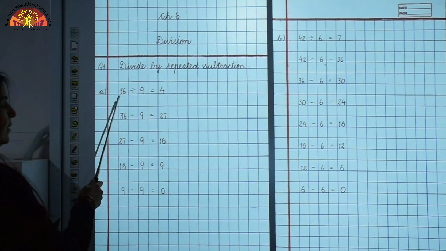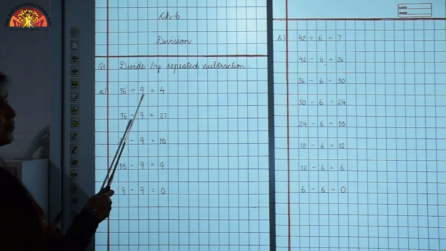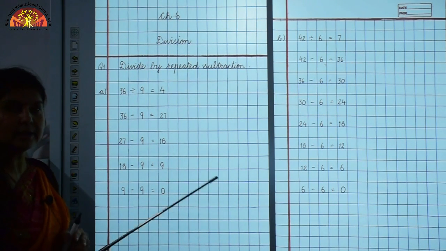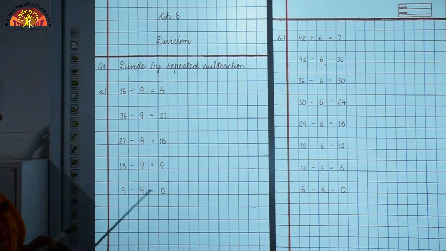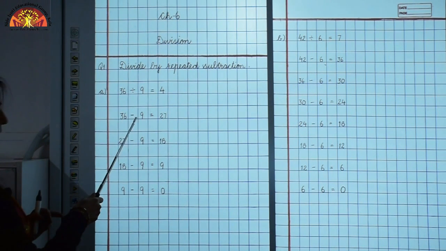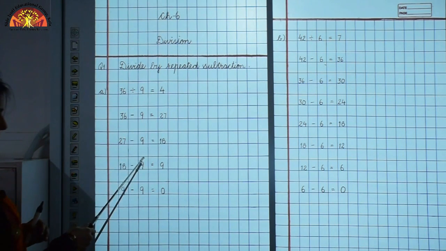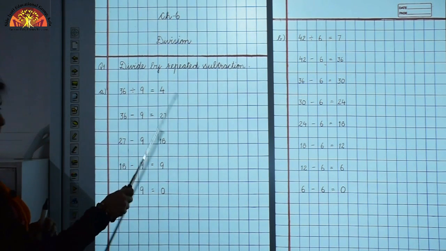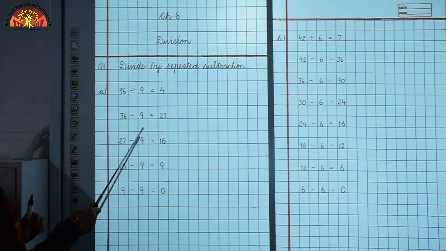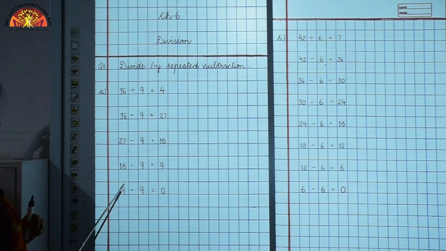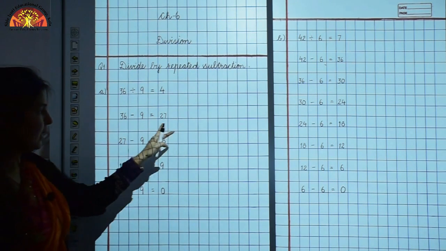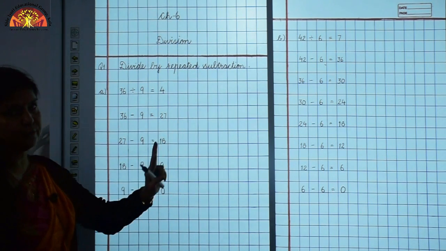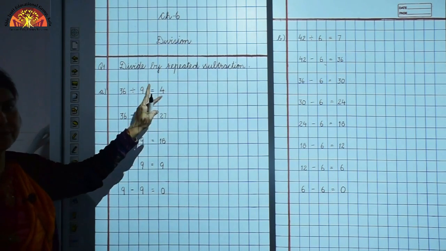Here we are dividing 36 by 9, so you will subtract 9 from 36. Here you can see how many times I have subtracted, 4 times. So 4 is the quotient here. You can see the table of 9 is coming. 9 ones are 9, 9 twos are 18, 9 threes are 27, 9 fours are 36. And how many times have you subtracted? 4 times. So we will write 4 here.